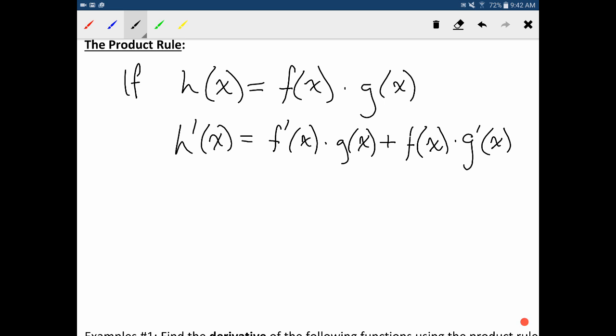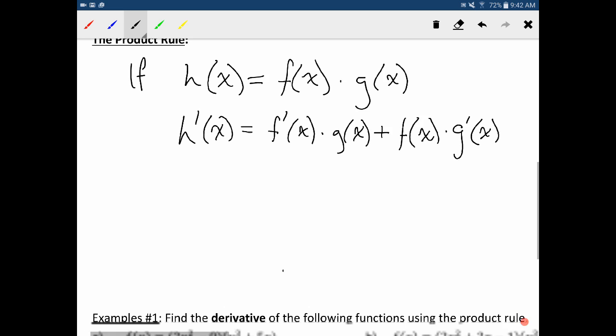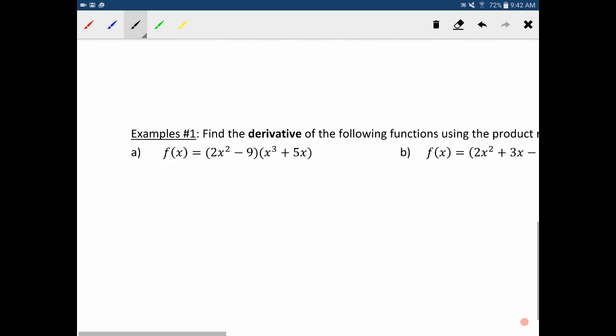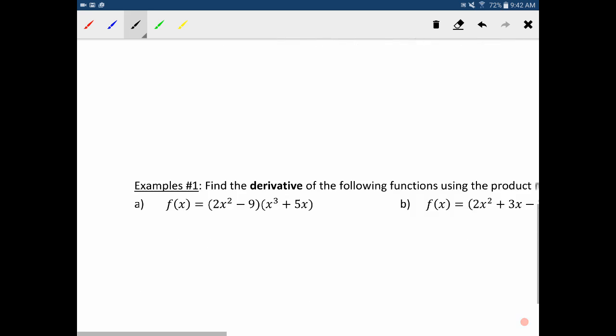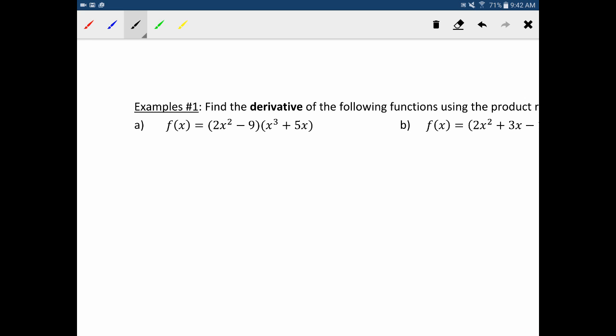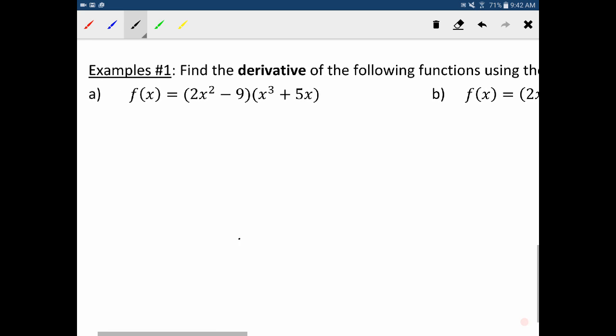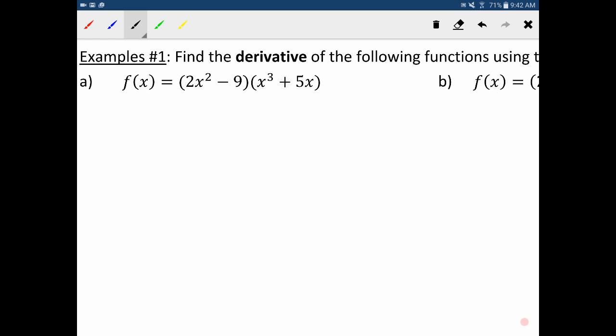Okay? So let's take a look at this first example here. F of x is equal to 2x squared minus 9 times x cubed plus 5x. I'm going to do some steps that long term you may start dropping, but for now we're going to do them.